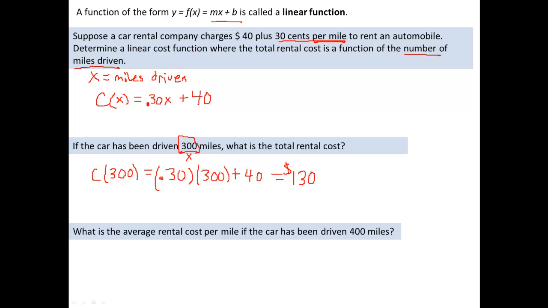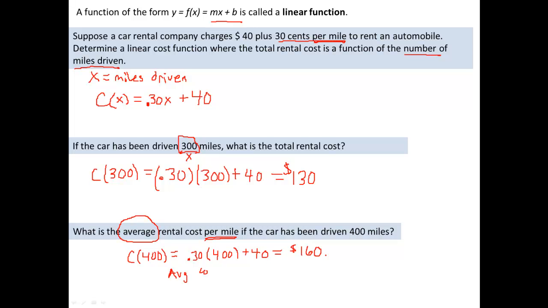What is the average rental cost per mile if the car has been driven 400 miles? So let's find the cost to drive 400 miles first. 0.30 times 400 plus 40 is 120 plus 40 is $160. Okay, that's not what this problem is asking for. It costs $160 to travel 400 miles. What's the average cost per mile?